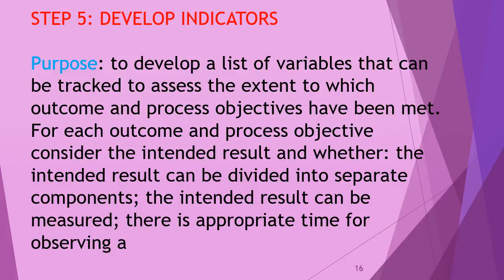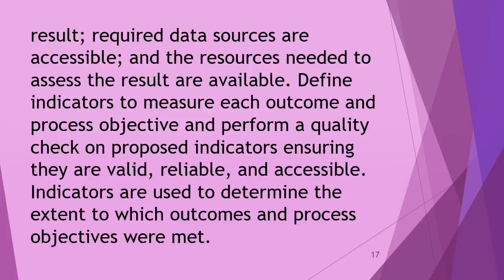For each outcome and process objective, consider the intended result and whether the intended result can be divided into separate components. The intended result can be measured. There is appropriate time for observing a result. Required data sources are accessible and the resources needed to assess the result are available.